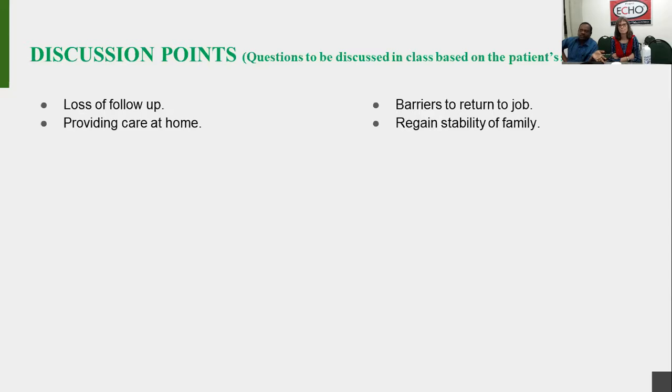Who all are there in this patient's family other than the wife? Two sons. He has two sons. Married? No, unmarried. Okay. I think both are young individuals. Most probably they will not be at home, and they may not be able to take care of the patient also.